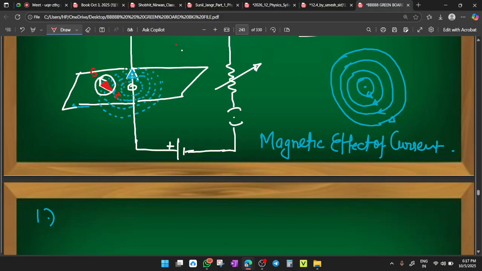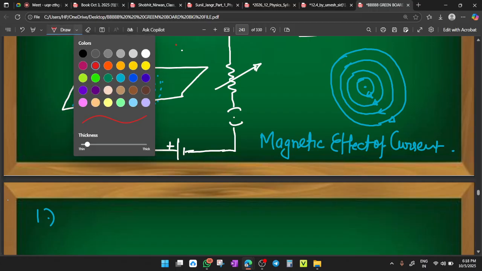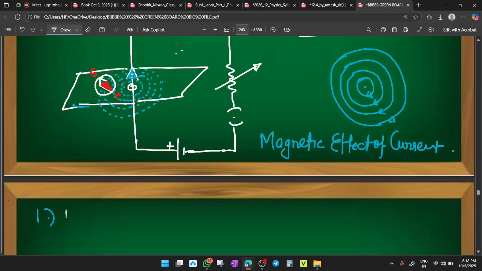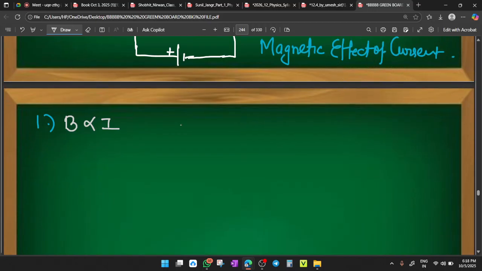When Oersted increased the amount of current, the deviation of the magnetic needle increased more and more. It means the magnetic field is directly proportional to the current flowing through the conductor. So the first result is B is proportional to I. As you increase the amount of current, the magnetic field will also increase. Clear?